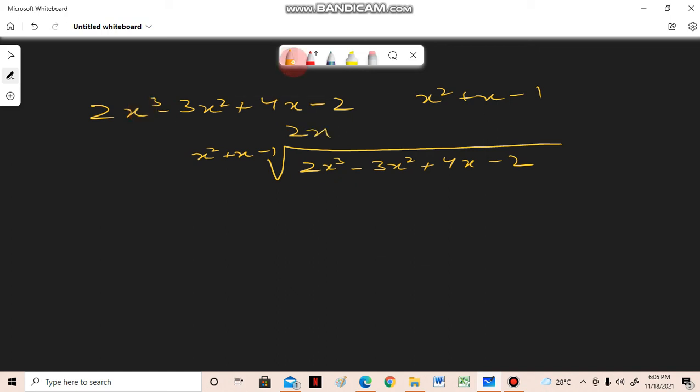So we can write 2x cubed over here. Now the second term that we have is minus 3x squared, right? So we know that we always multiply the second term over here, which is plus x, with the same term we multiply the first term with. Okay, so positive x multiplied by positive 2x is positive 2x squared.